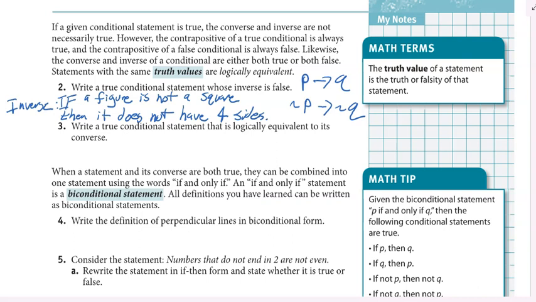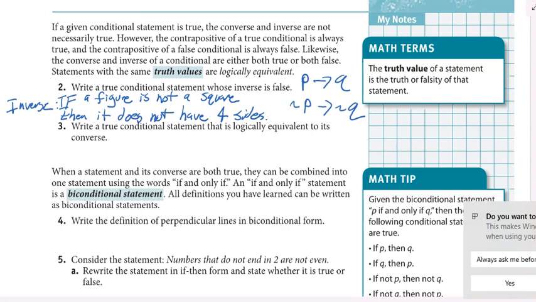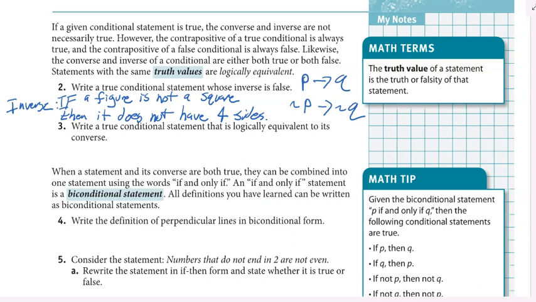All right, for number 3, write a true conditional statement that is logically equivalent to its converse. Okay, for number 3, it says write a true conditional statement that is logically equivalent to its converse. So obviously the converse has to be true as well for it to be logically equivalent, because they'll have the same truth values. So we just need a statement that when you do the converse, you switch the hypothesis and conclusion, is also true. So let's use one that's not shapes now.